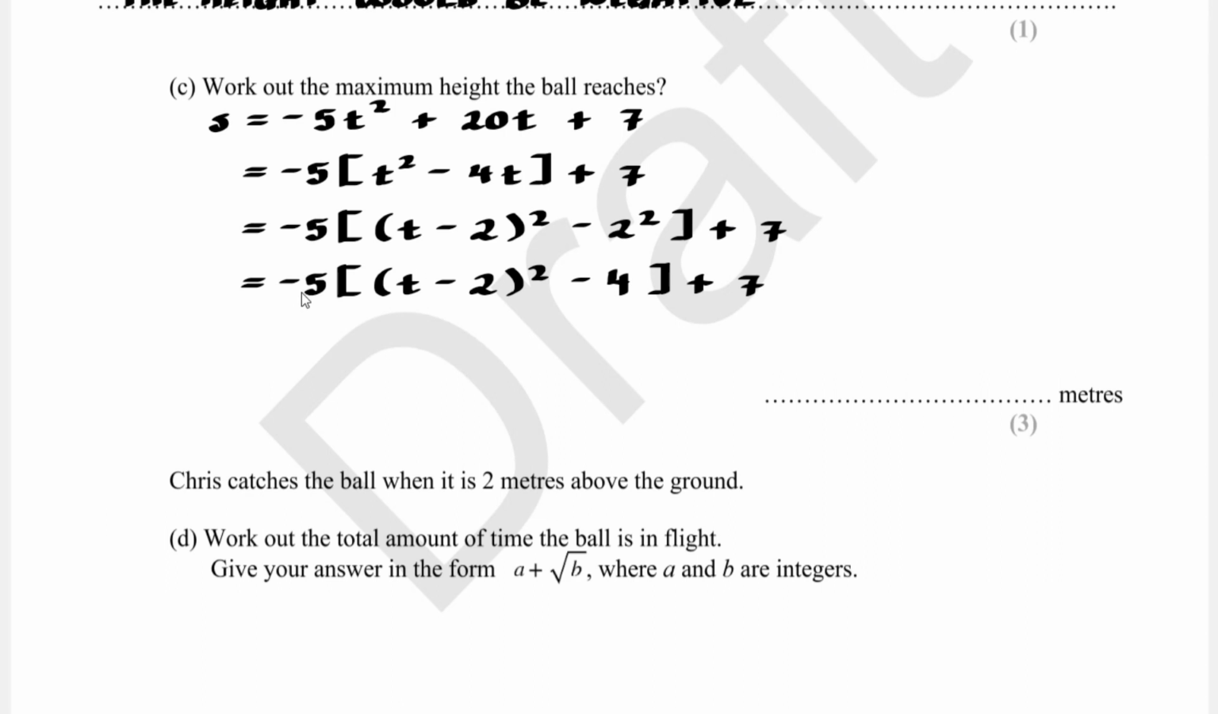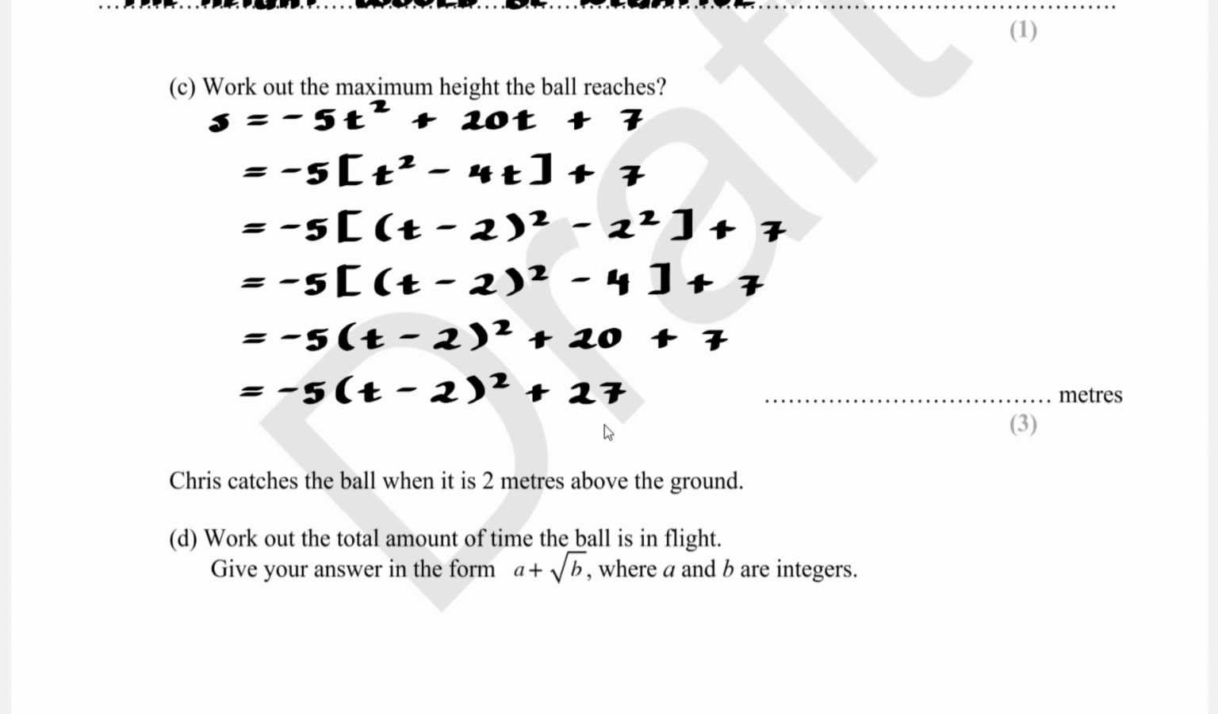So now we can multiply this negative 5 into this big bracket. So I've got negative 5 multiplied by (t subtract 2) squared, and then I've got negative 5 multiplied by negative 4, that's plus 20, and then I add on the 7. So I've got negative 5 times (t subtract 2) squared, and then 20 plus the 7 is 27. So an alternative way of writing s is s equals negative 5 multiplied by (t subtract 2) squared plus 27. And if I think about this 27, we can therefore conclude that the maximum height is 27 meters.